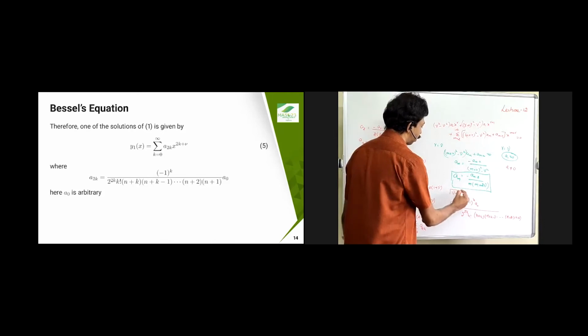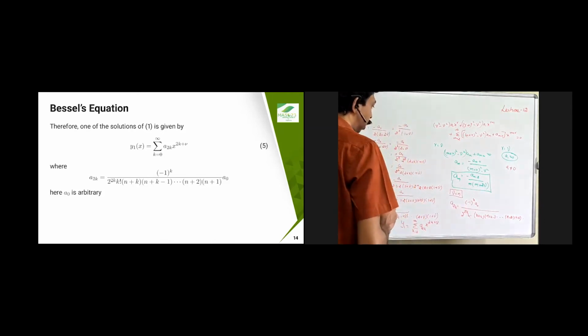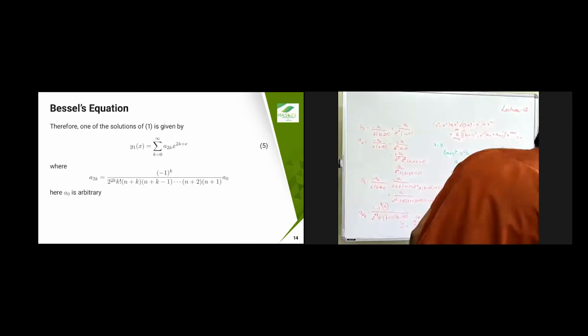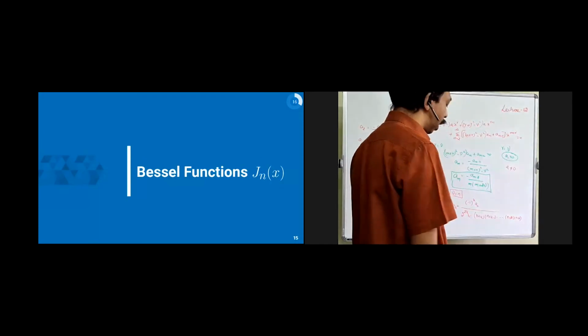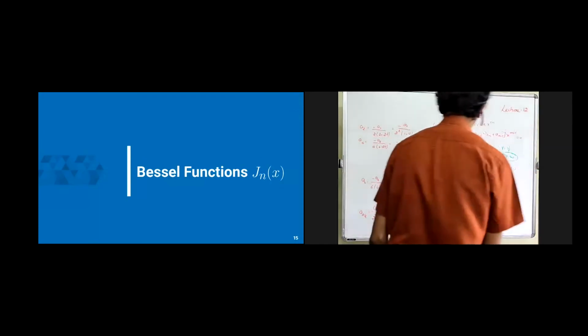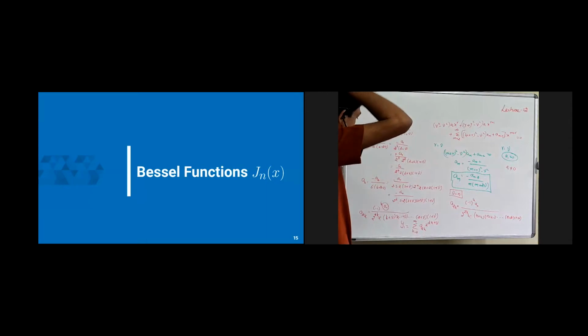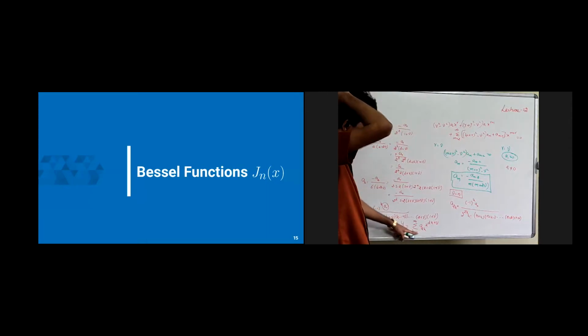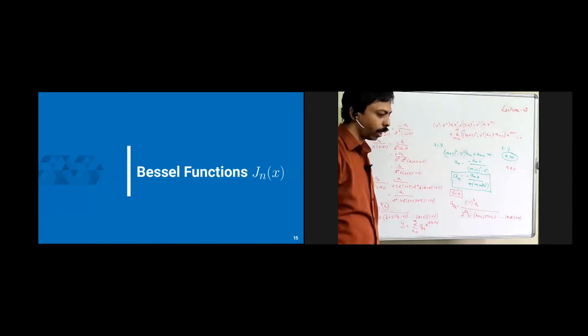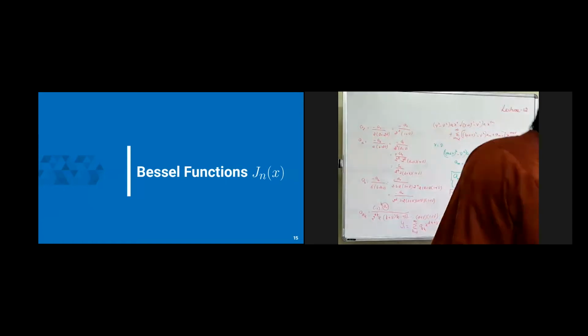Now we are going to discuss the case ν equal to n. For that, what assumptions can we make? If I make ν equal to n, then I get this y1, which I am going to call J_n. That is called the Bessel function J_n of x.